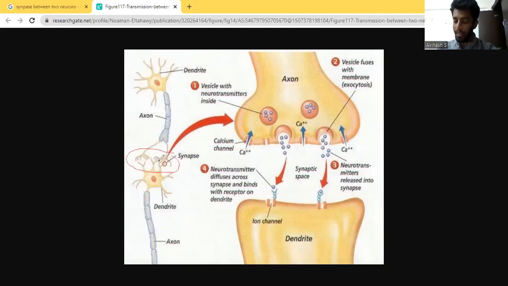When they transmit the information, there is a small gap between the 2 neurons. That is the nerve ending of one neuron and the starting of another neuron. There is a small gap, and that gap is called a synapse. And that synapse has been magnified for us.